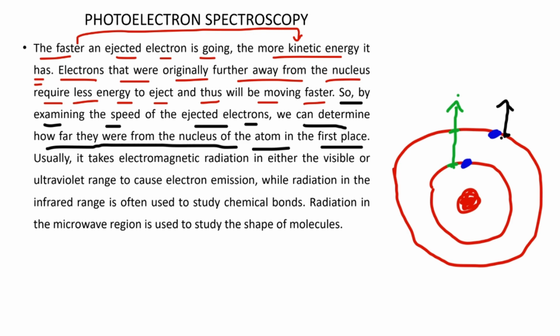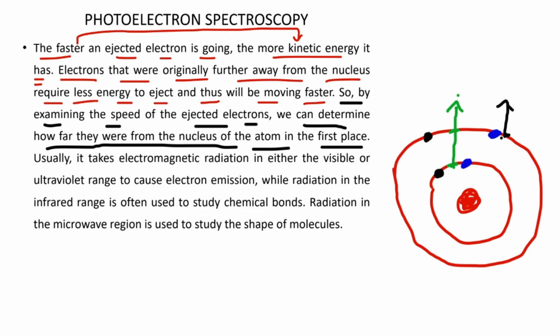So if we have 10 electrons that were ejected out of one atom, and we applied the same energy to all the electrons, we can determine by the speed of the electrons how far they were from the nucleus. If it was very fast, this means it is in the second orbit. If it was slower, this means it is in the first orbit.